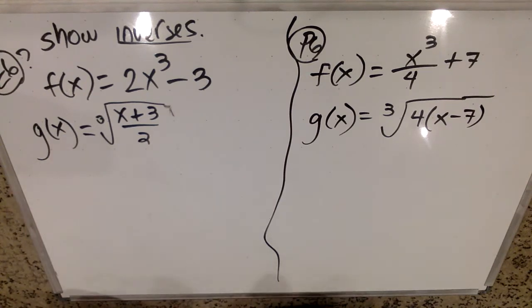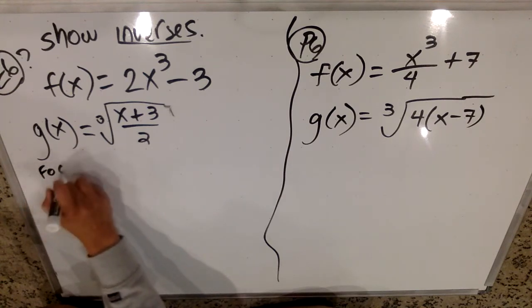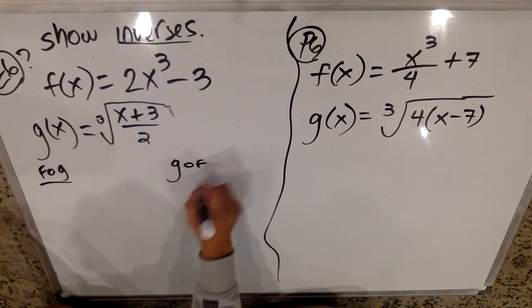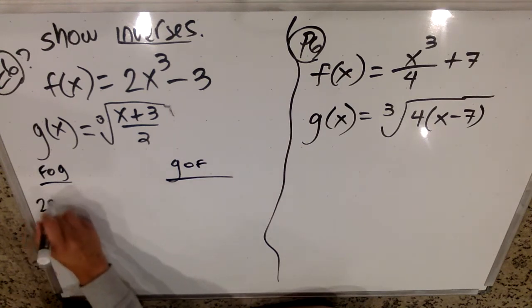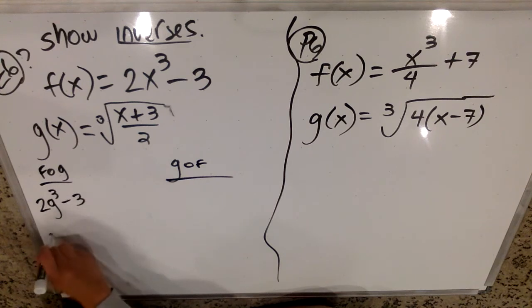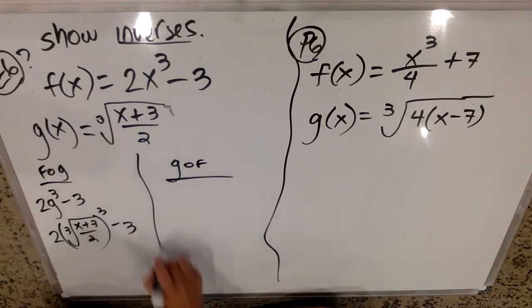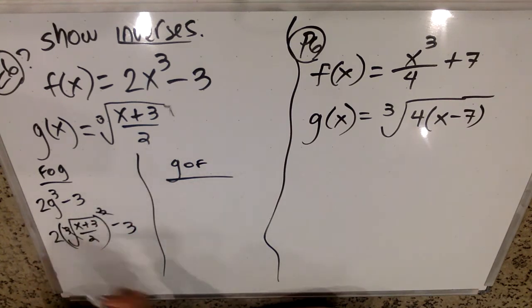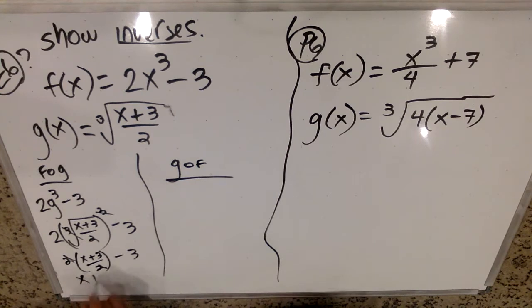Again, this is not a thing I'm going to make you do a whole bunch of times, but here we are. So I'm going to do f of g, I'm going to do g of f and show that they both come out to x's. So f of g is going to be 2g cubed minus 3, which is 2 times the cube root of x plus 3 over 2, quantity cubed, minus 3, right? The cube is going to cancel the cube root. So I now have 2 times x plus 3 over 2 minus 3. The 2's cancel. I get x plus 3 minus 3, which is totally just x, right?